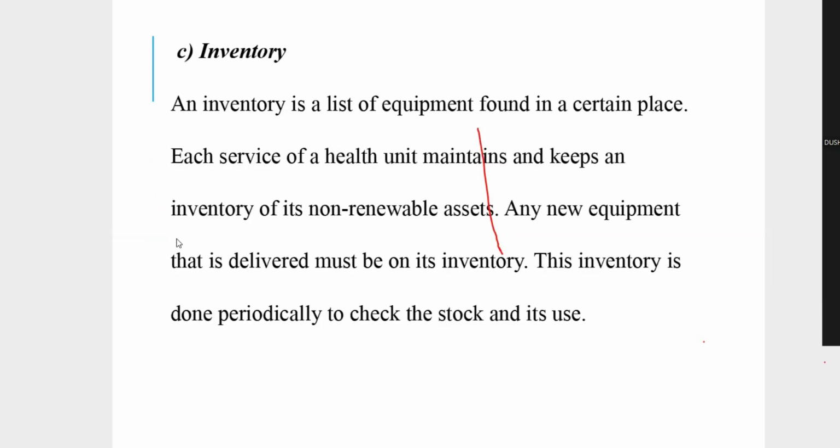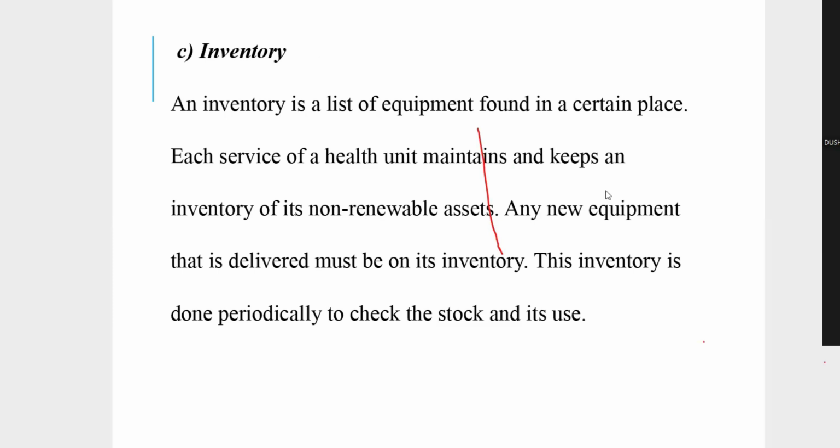Inventory now. Inventory is defined as a list of equipment found in a certain place. Each service of a health unit maintains and keeps an inventory of its non-renewable assets. New equipment that is delivered must be on its inventory. This inventory is done periodically to check the stock and its use.